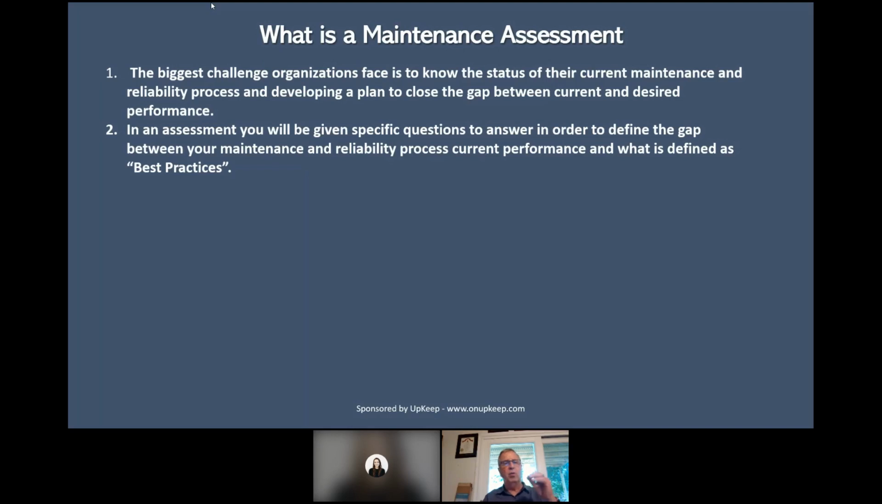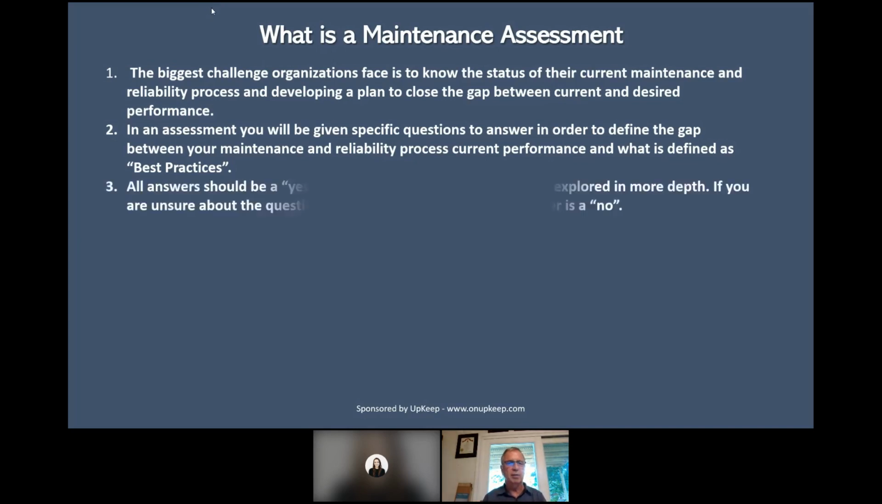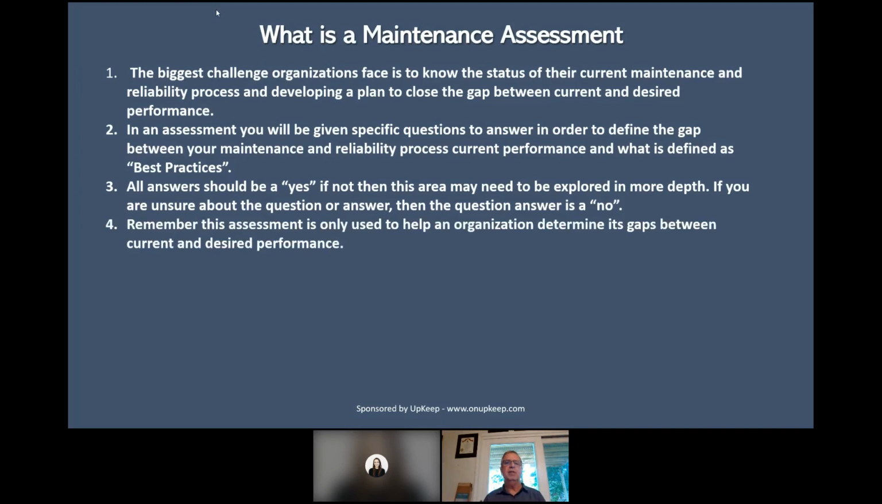If you have a question and you're not sure if you're there or not, you always go to the lowest denominator. All answers should be yes. If not, then this area may be explored more in depth. If you're unsure about the question or answer, then just answer no. I'm not quite sure, it's no. That's the answer. Remember, this assessment is only used to help an organization determine the gaps between current and desired performance. I've done a lot of these.